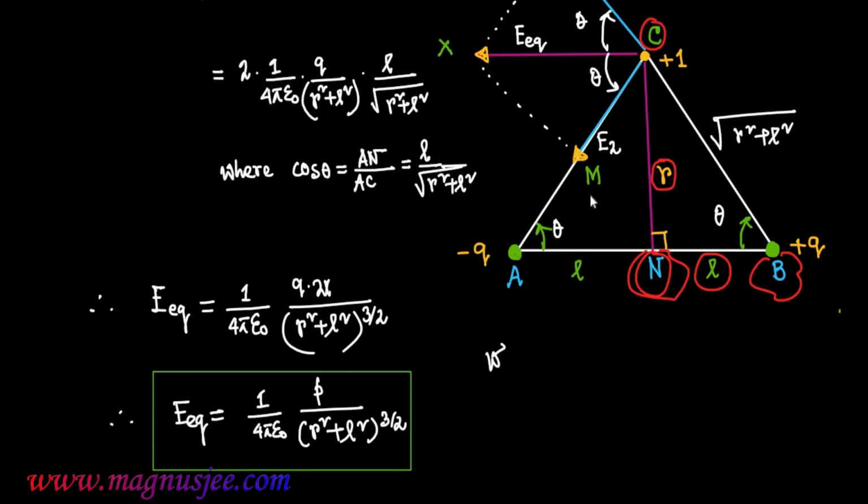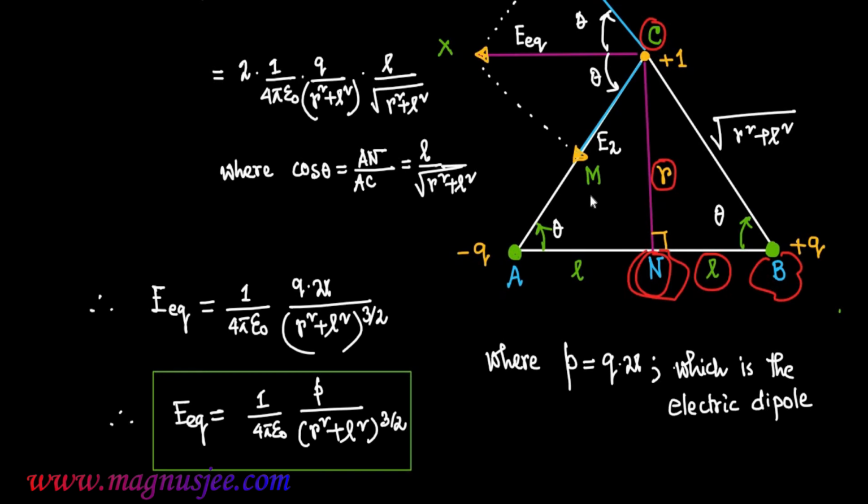E_eq equals 1 by 4 pi epsilon 0, P divided by (r square plus L square) whole to the power 3 by 2, where small p equals q dot 2L, which is the electric dipole moment of the dipole AB.